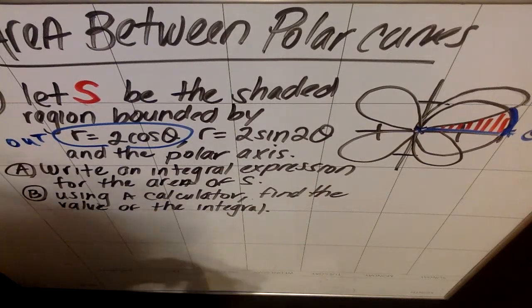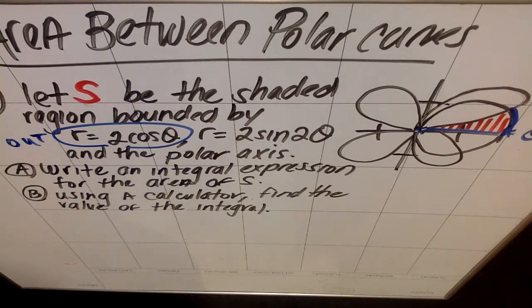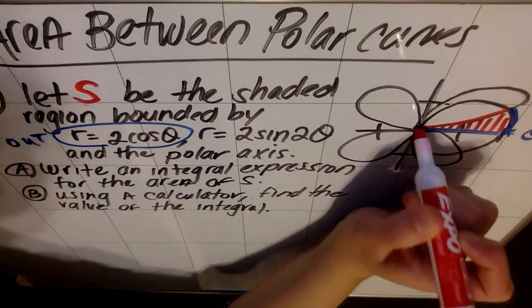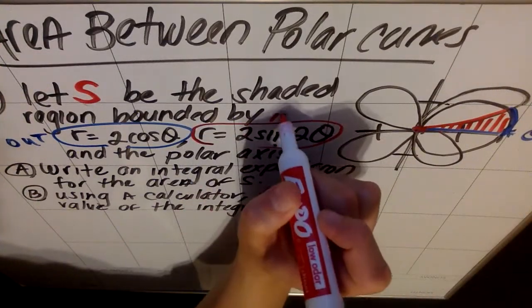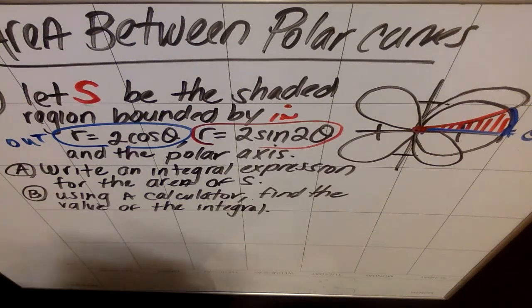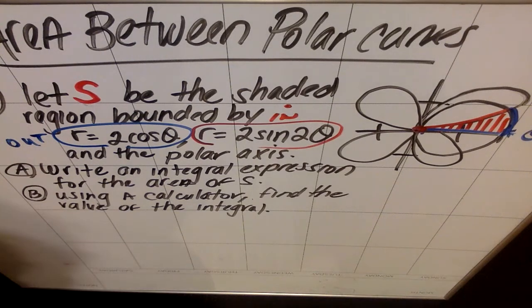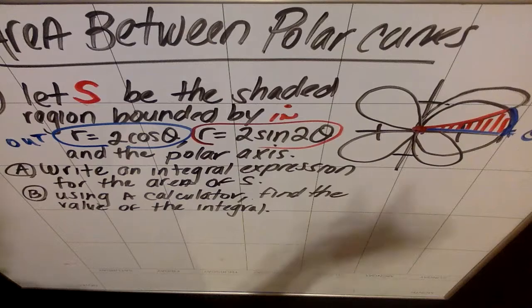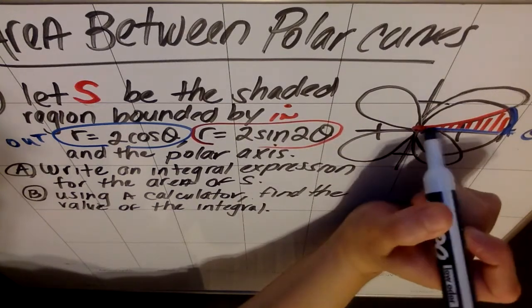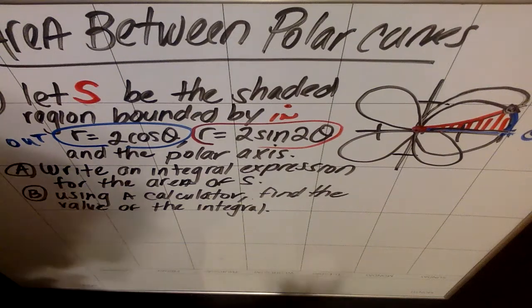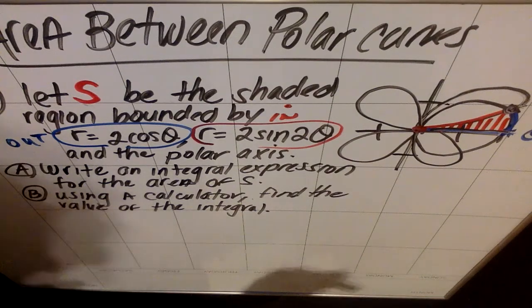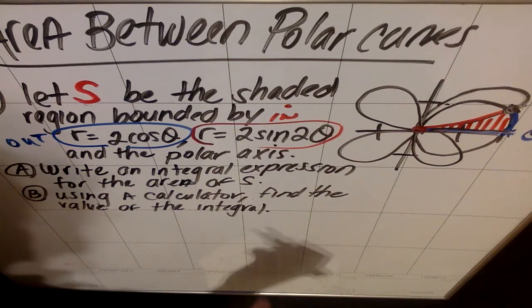I'm going to write that out next to it. And the other curve, the one that has a value of 0 at 0, must be the inside curve. So I now know which curve is on the outside and which is on the inside. The next piece of information I need is the bounds. I know this area starts when theta is 0, but I don't know where the two curves intersect to end the area we're looking at. So I need to figure out where these two curves intersect.